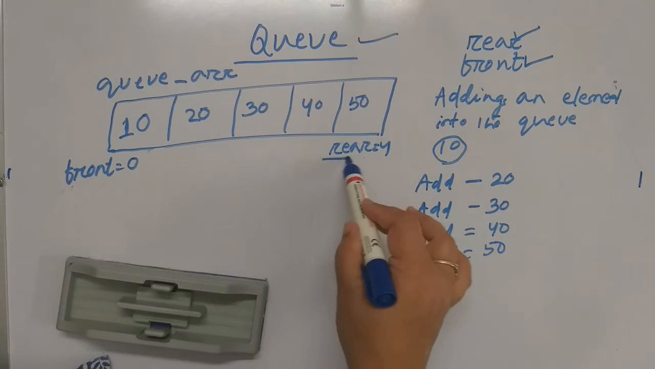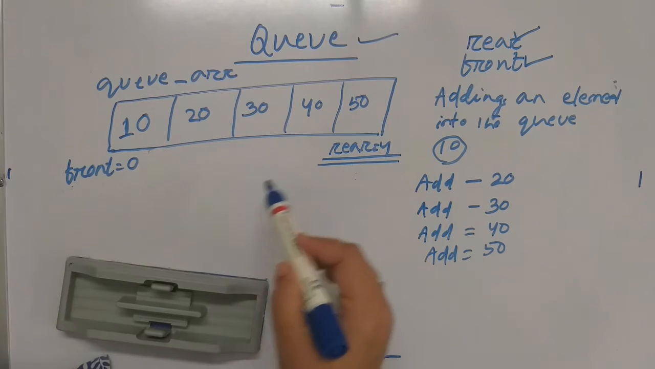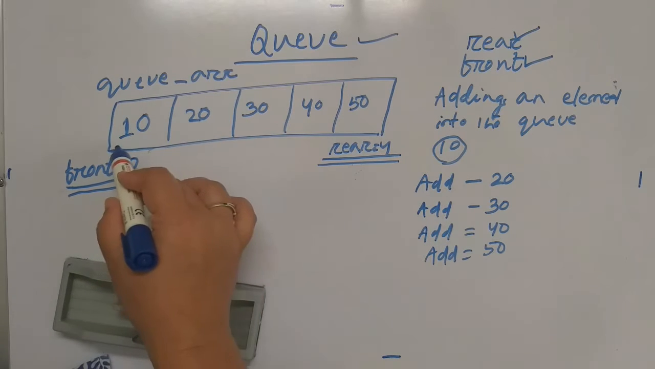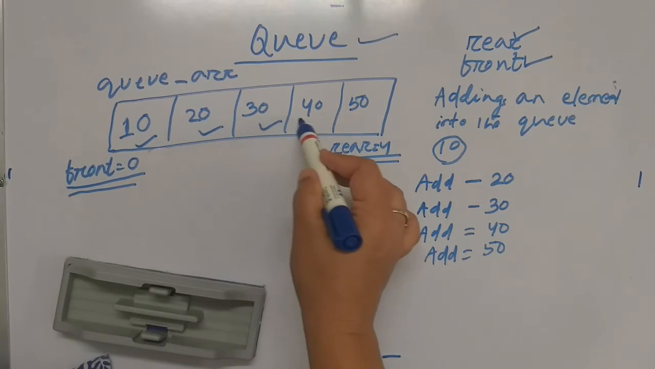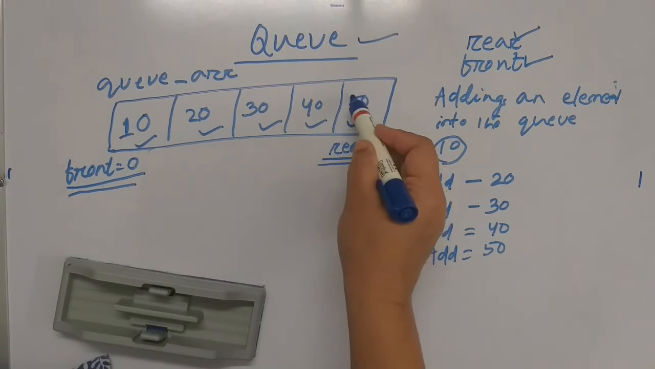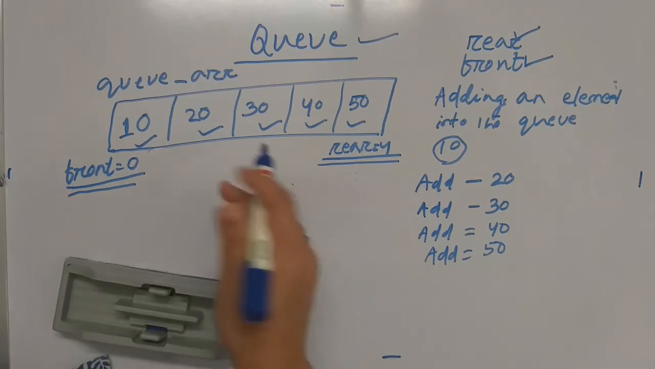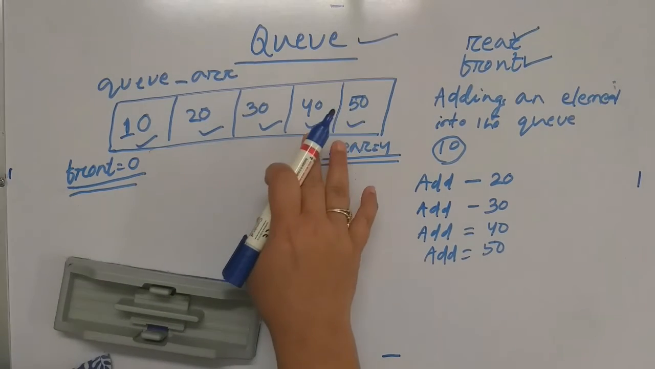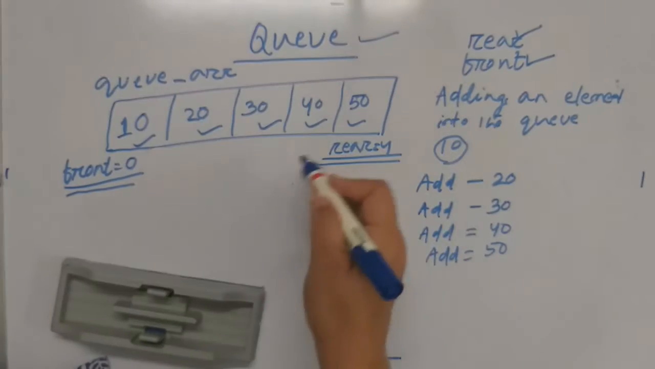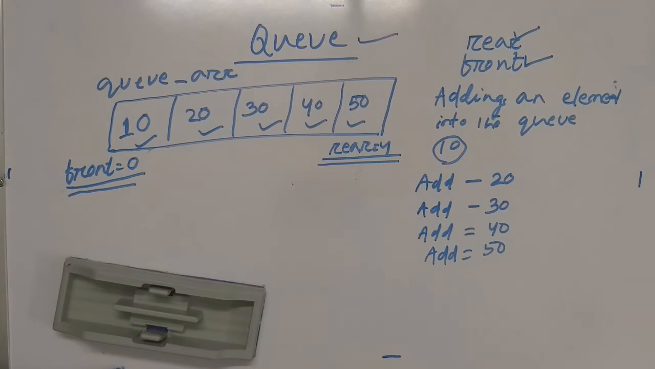Whenever we find that rear equal to max minus 1 and front equal to 0, that means here the queue is in the full position. That means from the beginning to the end, whatever the given size is, all the elements are filled. Then the queue is a full queue. So this is all about the procedure we follow for adding values in the queue.